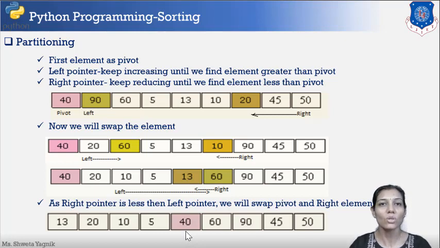Still it is unsorted, but at least we have found the correct position of our pivot, and we have successfully divided our list into left and right subparts, where the left subpart has all values lesser than 40 and the right subpart has all values greater than 40. So we have positioned our pivot at the correct position. Now we'll see practically how to implement this quicksort technique in Python.